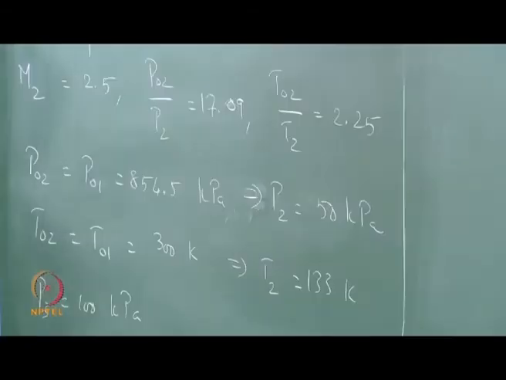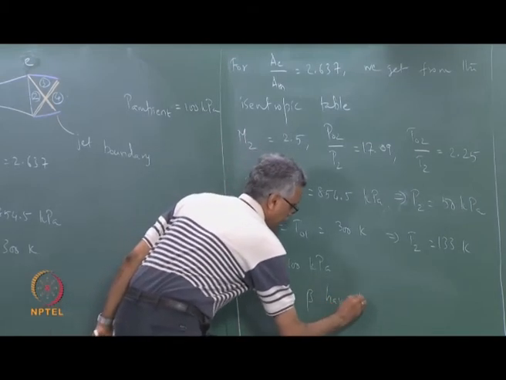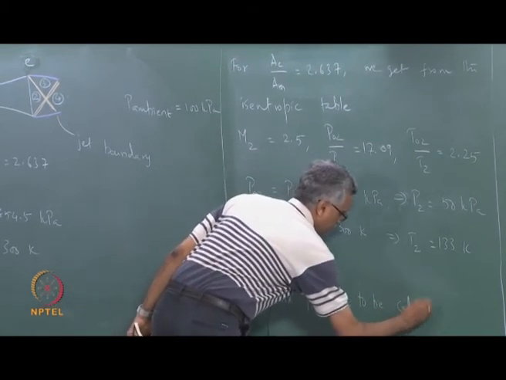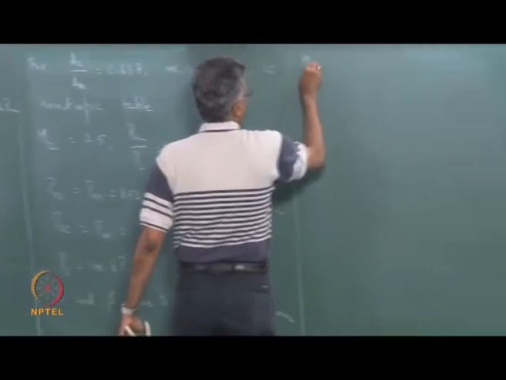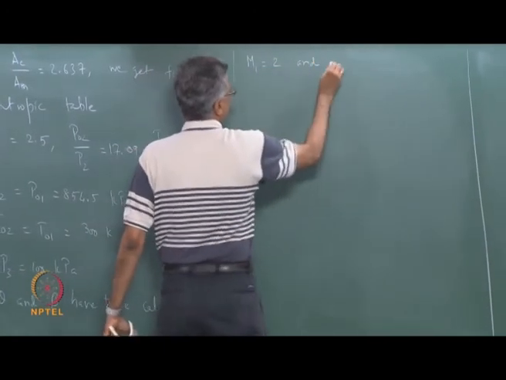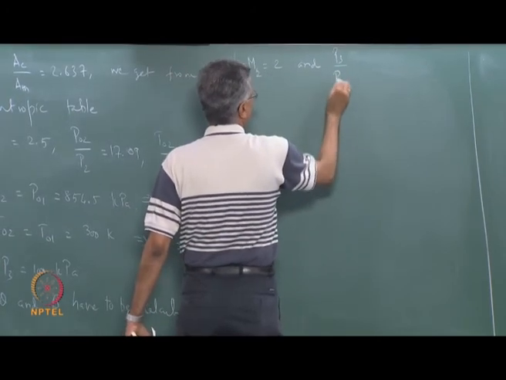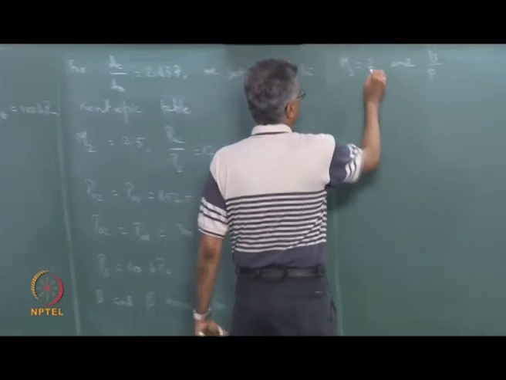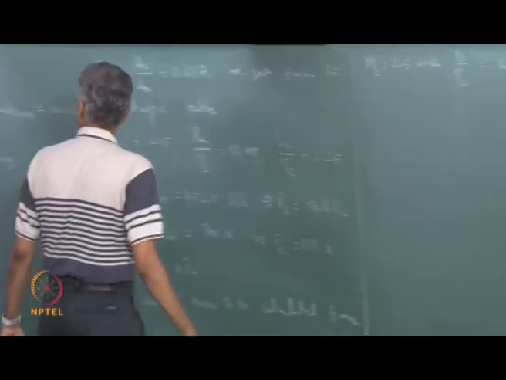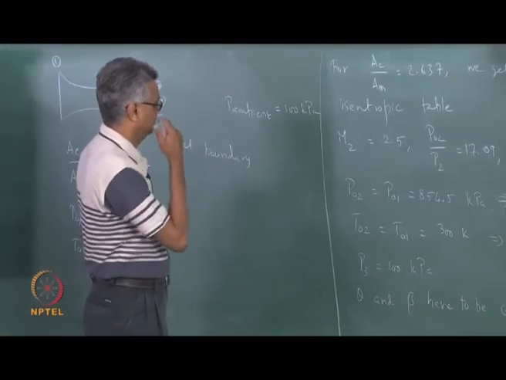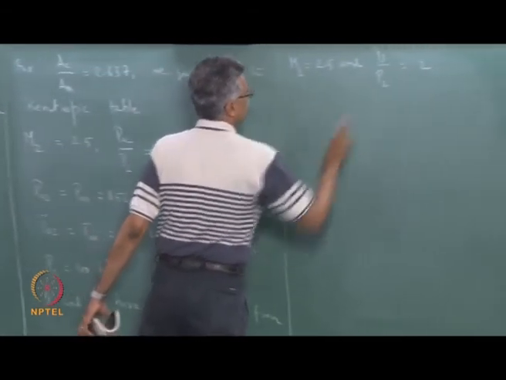Okay. So let us write it down. Theta and beta have to be calculated from the fact that M2 is 2.5, and P3 over P2 equal to, P2 is 50, so P3 over P2 is 2.